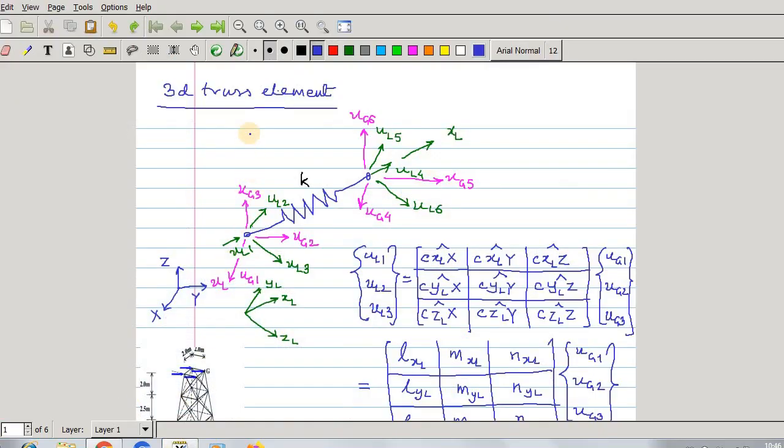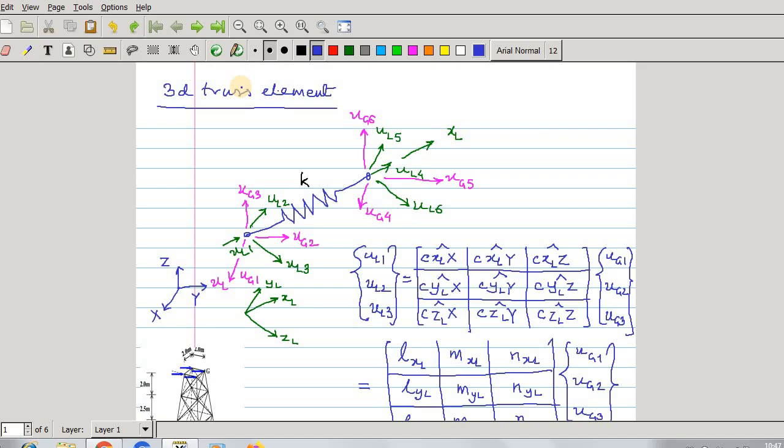So in this lecture we'll study the 3D truss element. Previously we studied the 2D truss element. The 2D truss element was nothing but a spring element, but at each node there were 2 degrees of freedom, and accordingly we inflated the stiffness matrix of the spring element to make it an element stiffness matrix of size 4 by 4, and this is a 3D truss element.